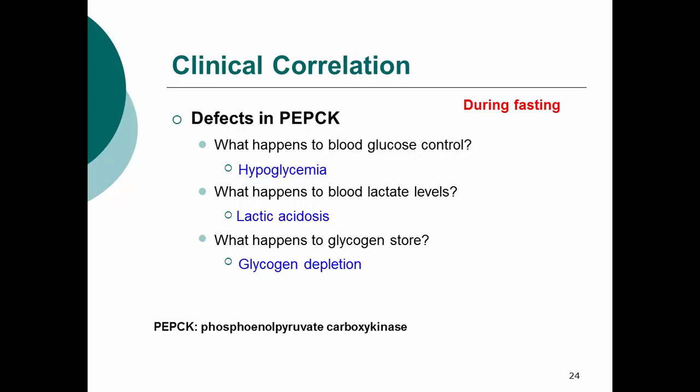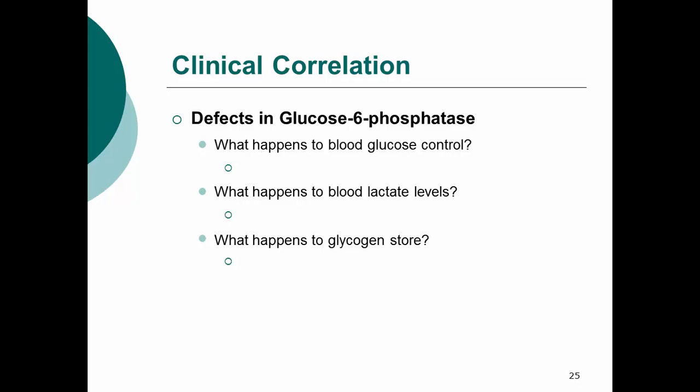Okay, all right, so next case. How about the defects in glucose 6-phosphatase? What happens to the blood glucose levels during fasting? In the fed condition, the patient will be okay, right? You can provide glucose from food, so it should be fine. But during fasting, what happens to the blood glucose level if we don't have enough glucose 6-phosphatase?